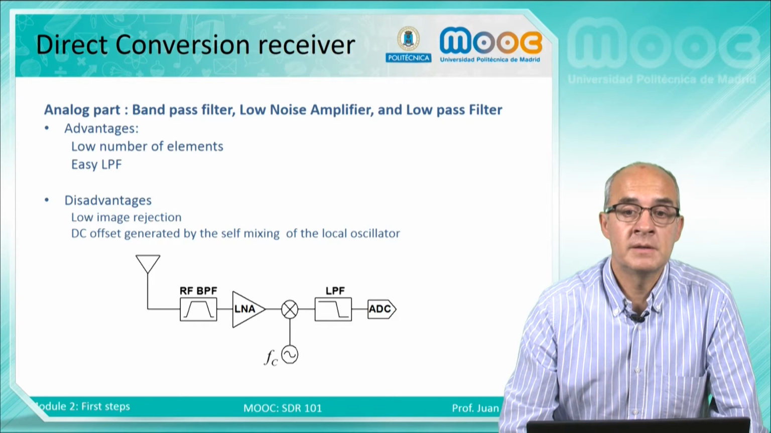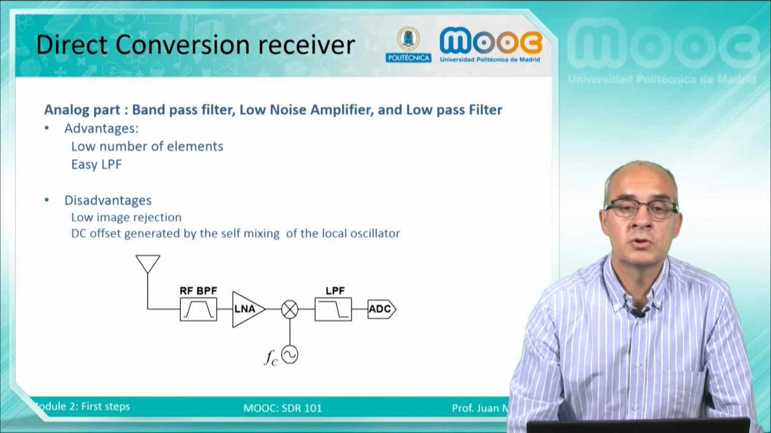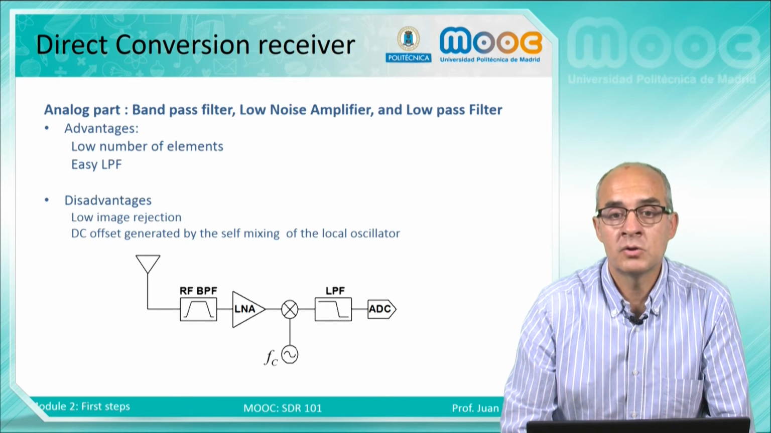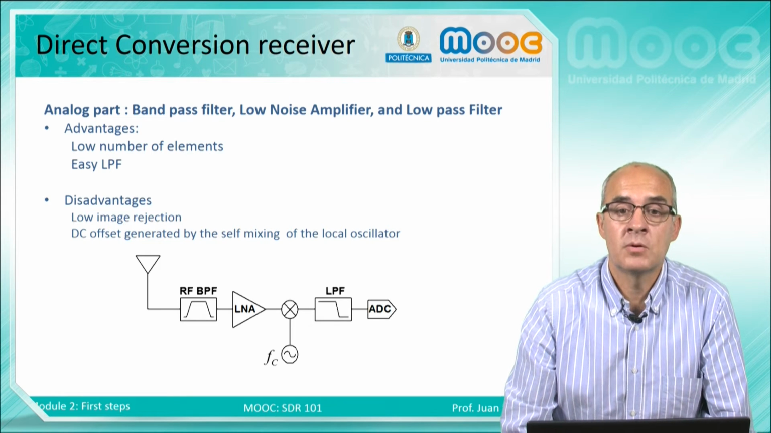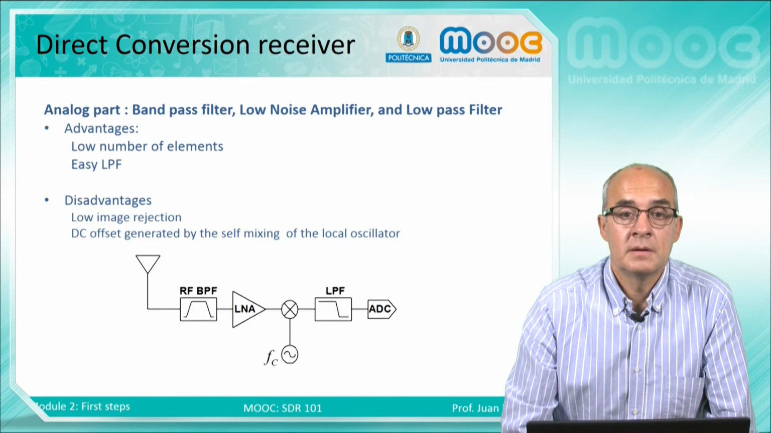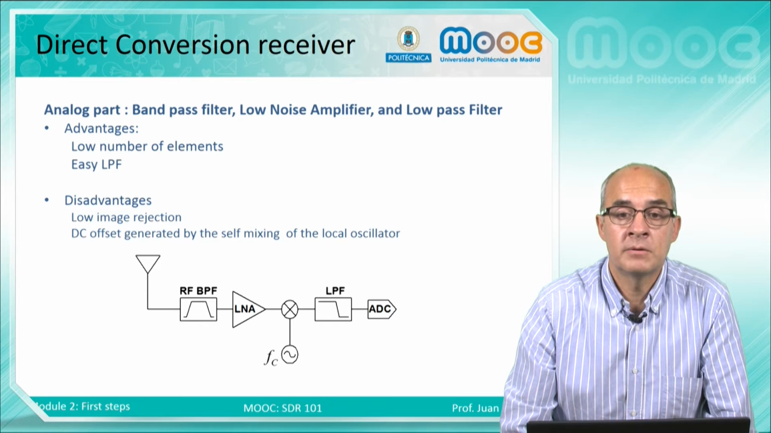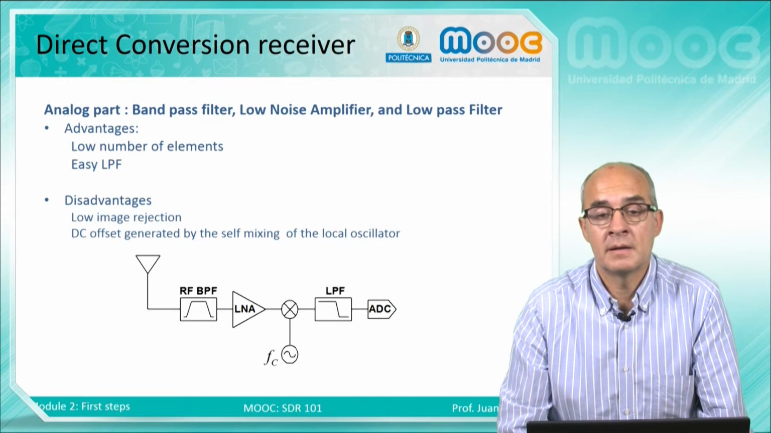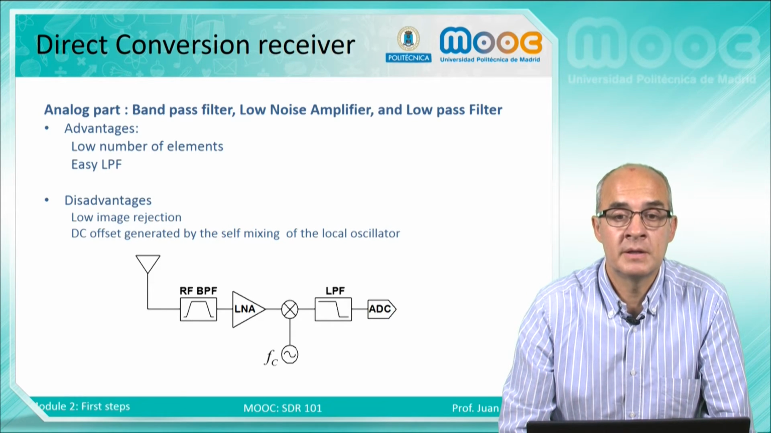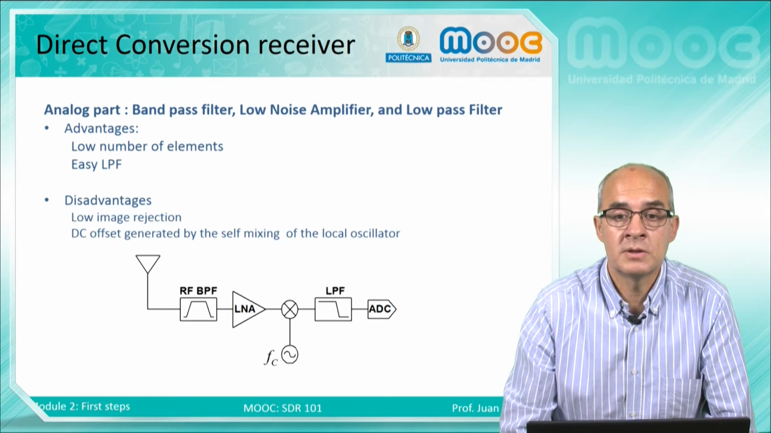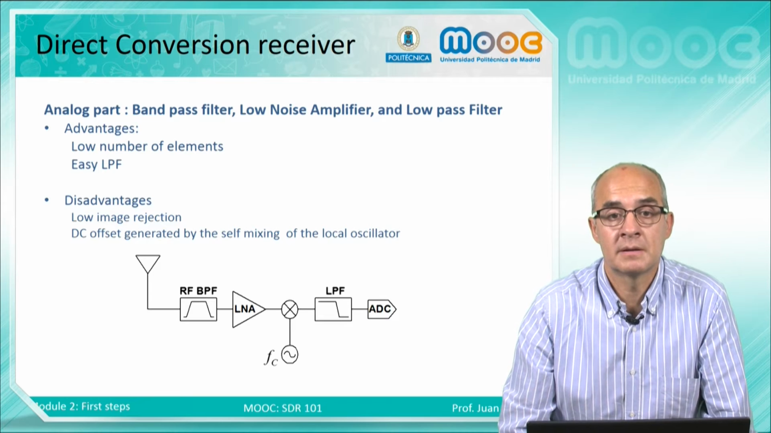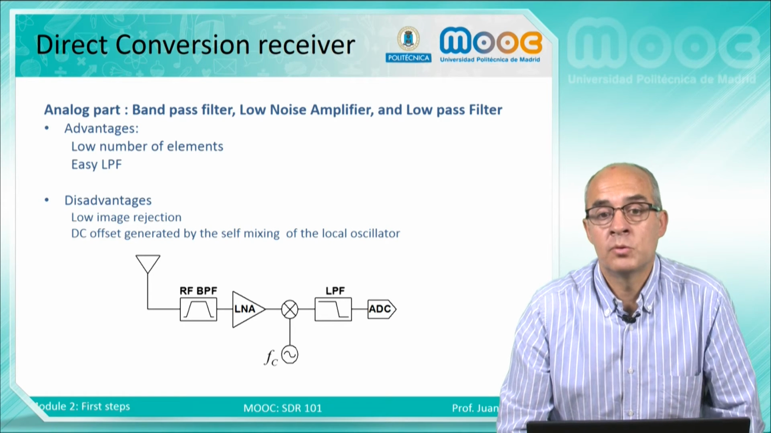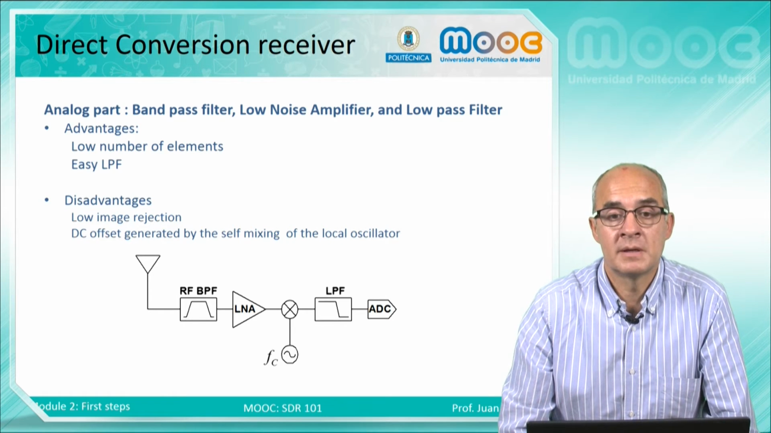Another type of receiver widely used in radio software devices is the direct conversion receiver. This receiver has very few analog parts. There is only one bandpass filter, the low noise amplifier, the mixer, local oscillator, and low pass filter. And then the signal goes to an analog to digital converter.